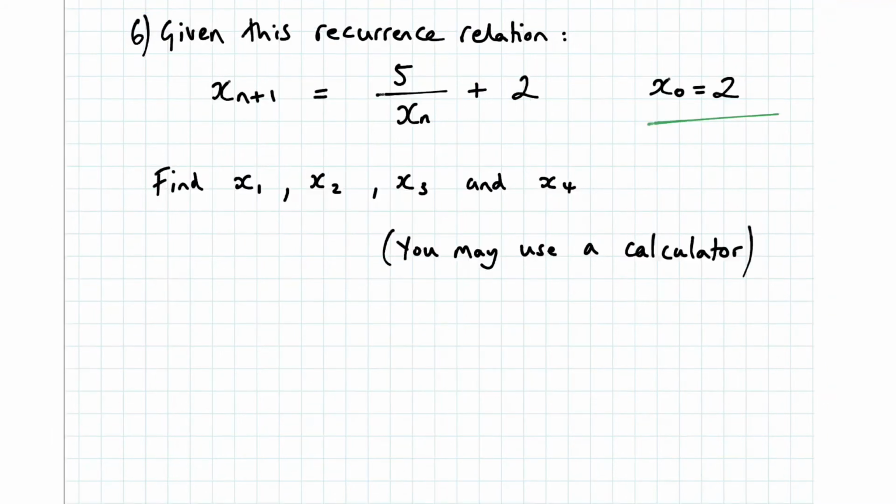Question 6. As to the recurrence relation, you know all about these now, hopefully. You'll notice there's no rearranging to do. You've actually been given the recurrence relation and the initial value, and it's just your job to find x1, x2, x3 and x4. If you need to round them off, round them to a few decimal places and just be clear about what you've done. On to question 7.